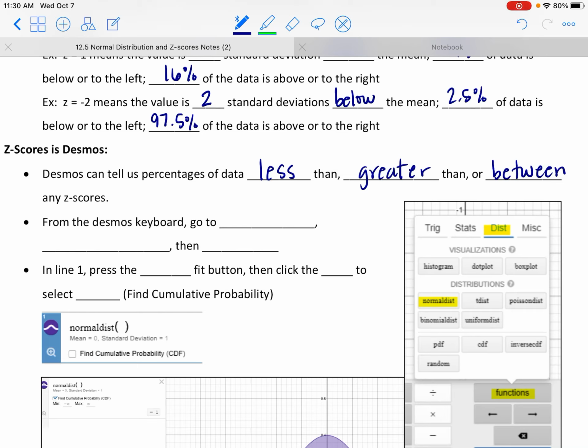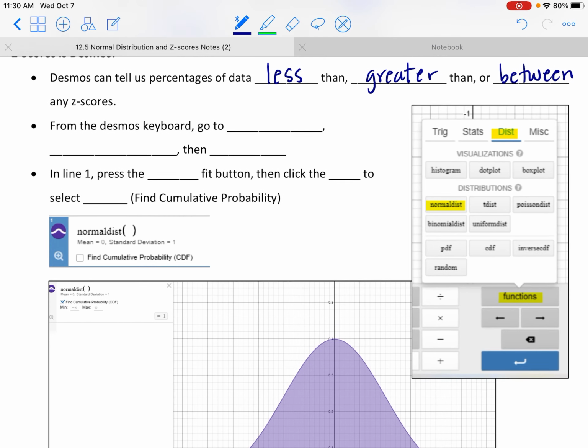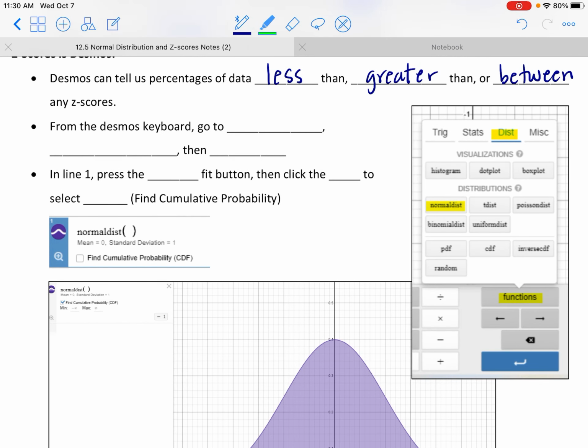So what we're going to do is from Desmos, and I took a little screenshot here, we're going to go to Functions, then click on Distributions, and we're going to be looking for Normal Distribution. From the Desmos keyboard, you go to Functions, and it may be abbreviated if you're on your phone. Then you go to Distribution at the top, and choose Normal Distribution, and it says Normal Dist. That's the abbreviation for normal distribution.